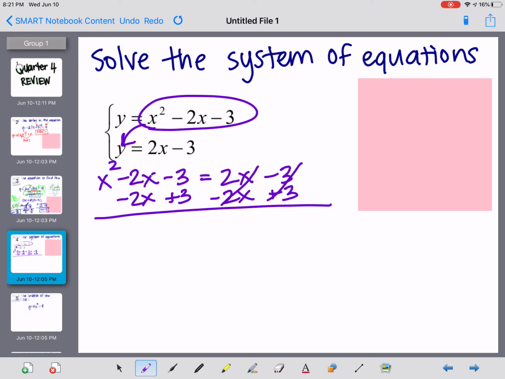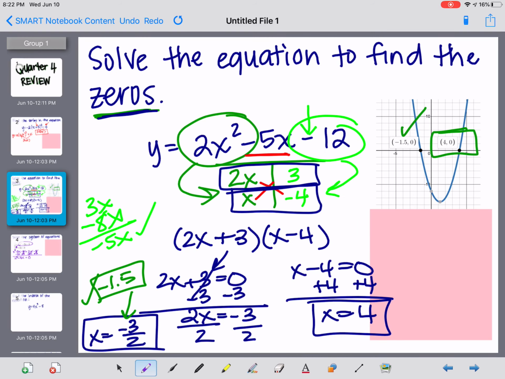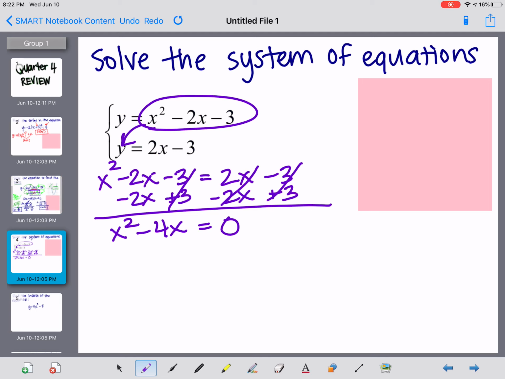Okay, so when I do that, I'm left with x squared. That's going to give me minus 4x. Now, negative 3 and positive 3 actually cancels out. Okay, so now on this question, if I had a c value there, like I did here, I could just do my t-chart and factor, but I don't have the c value here. So all I'm going to do is the GCF.